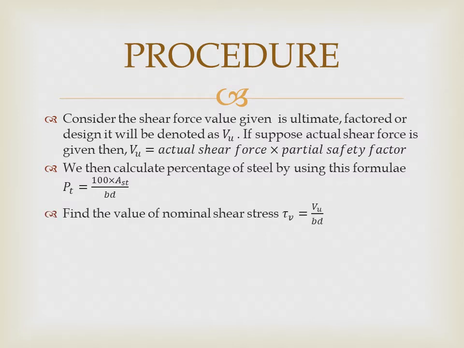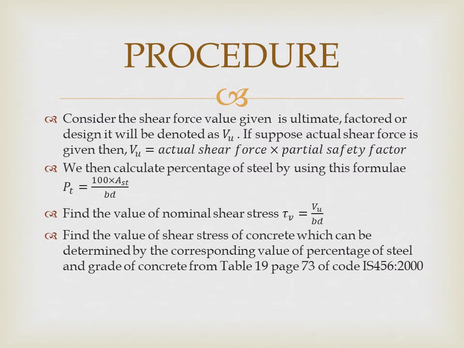After that, we find the nominal shear stress τV, that is the shear stress subjected on it, with the formula τV is equal to VU by BD, where VU is the ultimate shear force and B and D are the effective width and depth. After that, we find the shear stress of concrete, that is τC. It is determined by the corresponding value of percentage of steel as well as the grade of concrete given to us in the IS code 456-2000, table 19, page 73.